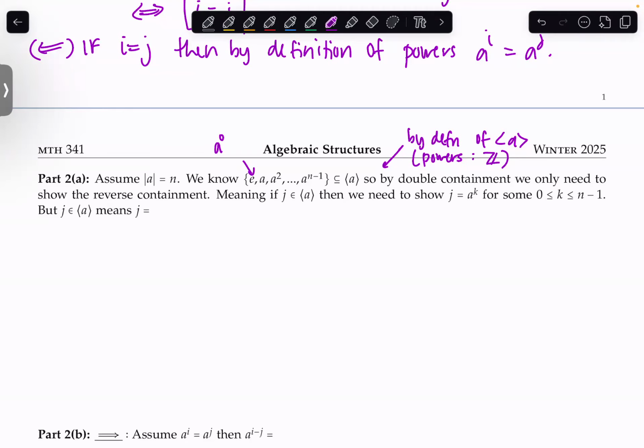I'm not going to use n because n is the order, so I don't want to overload that variable. But I do know I can write it as a to some power. And what do I know about the power? So I'll use k here. That's what I want to show. But for just any cyclic group generated by A, what do the things in there look like? What kinds of powers? Where do my powers come from? What set? From my integers. So all I can say here is that I can write j as a to the k, where k is some integer power here.